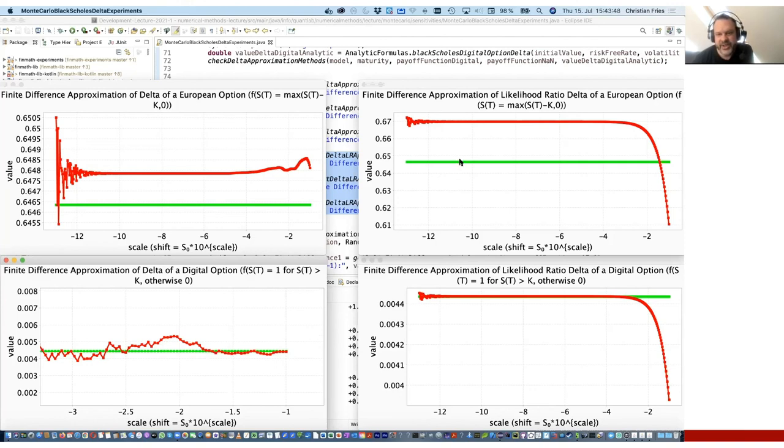But the likelihood ratio method has some larger Monte Carlo error. So also look at the scale here. So this here is a distance of 0.03, okay? And here it's 0.02. So it is worse with respect to the Monte Carlo error.